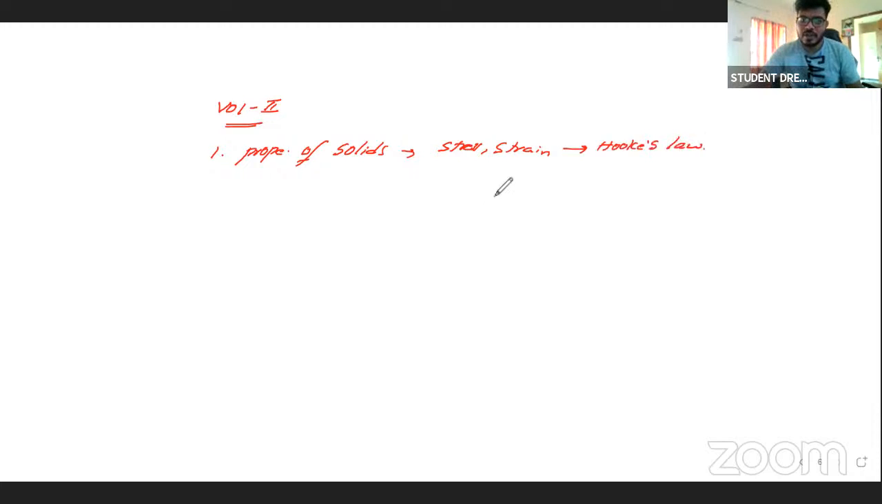Okay, and after that, depending on this, there is a proportionality constant. We call it modulus of elasticity. Under modulus of elasticity, there are three types: Young's modulus, bulk modulus, rigidity modulus. In the three cases, there are basically so many problems. And from this, only one question will come. Okay, easiest topic, one question compulsory.